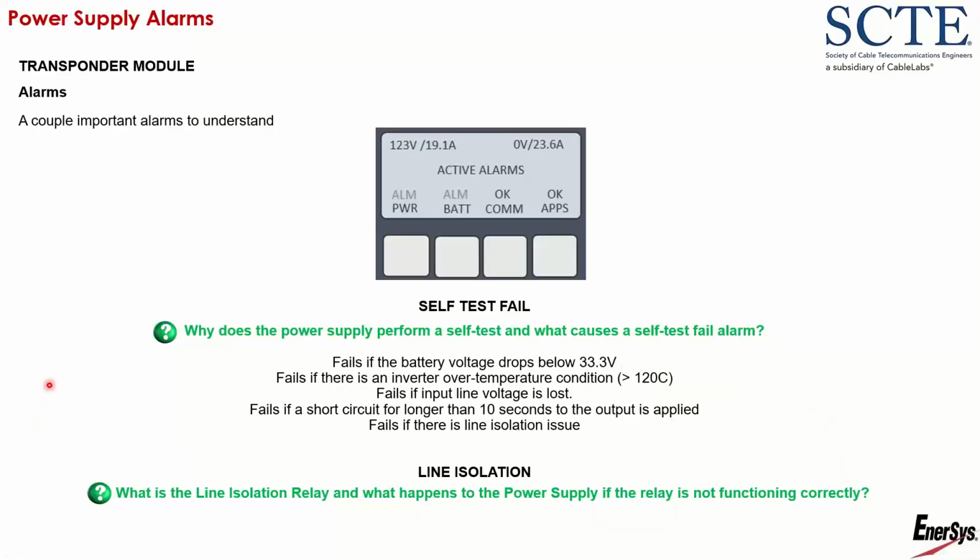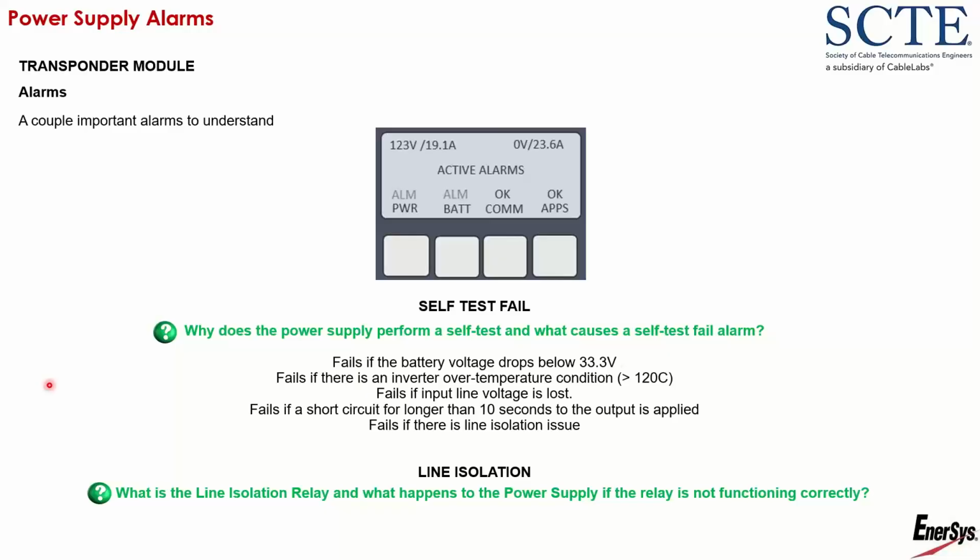Couple alarms that I want to stress. Self-test fail. So a self-test is performed by your power supply periodically. From the factory, from the company I work for, it's every 30 days for 10 minutes. So every 30 days, we are going to disconnect the power supply from the utility. The power supply does it itself, you don't have to, and it tries to run the batteries for 10 minutes. If it can't do that, or it starts the test and it can't make the full 10 minutes, it's going to fail the test and you're going to get self-test fail.